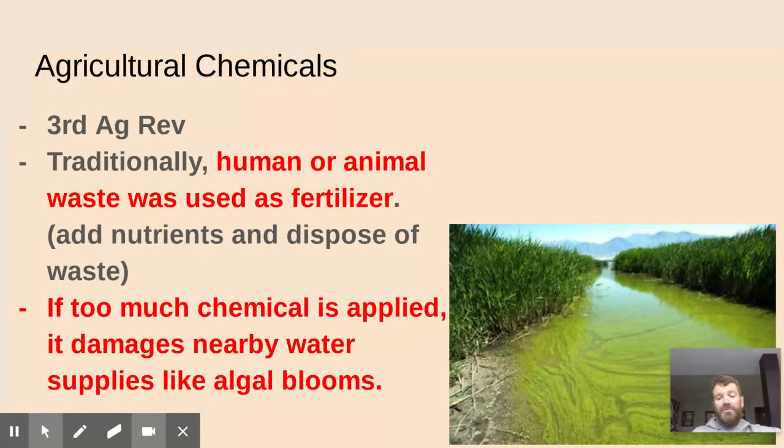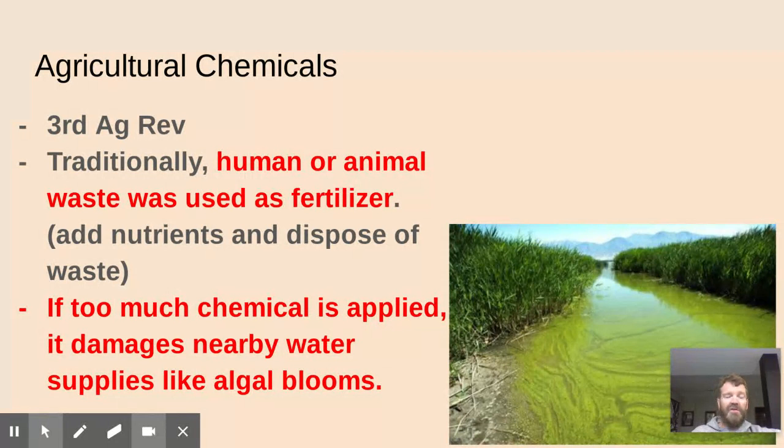Another problem that adds to this, because remember, this is the consequences of agriculture. The third agricultural revolution, the Green Revolution, which is aptly named when you look at this picture, right? Human or animal waste was used as fertilizer, and you're like, animal waste or human waste, it's disgusting. Well, those things do add nutrients to the soil.